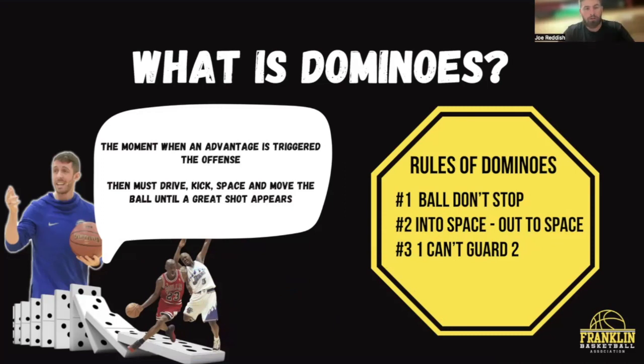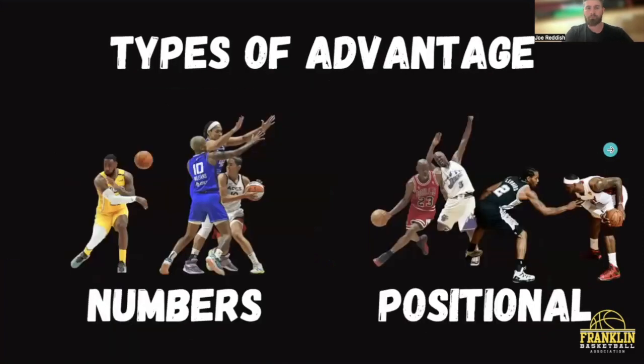So again, what is dominoes? It's the moment the advantage is triggered. Offense has got the defense in scramble mode. So we need to use these three rules: ball don't stop, into space, out to space, and one can't guard two, to ultimately help us find the best shot possible. There's various types of advantages. The main four advantages that exist in the game: numbers advantage, positional advantage, spatial advantage, and individual advantage. And we're going to go over these right now and talk about the different types.